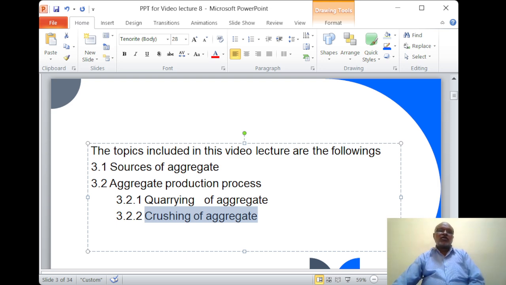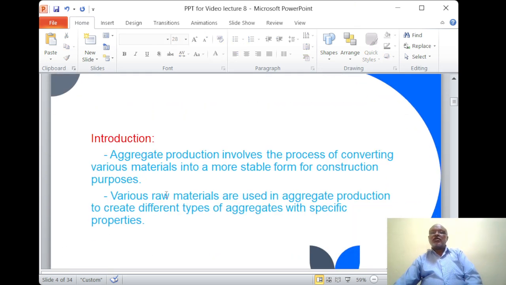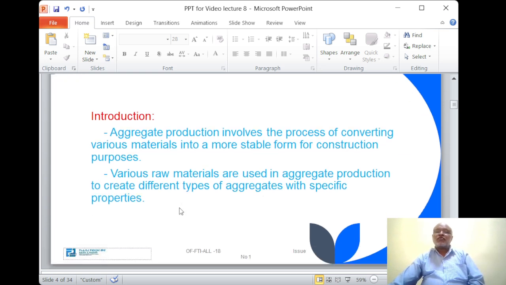Now, let us start our discussion by defining the aggregate production. Aggregate production involves the process of converting various materials into a more stable form for construction purpose. Various raw materials are used in aggregate production to create different types of aggregate with specific properties. Now, let us proceed to the types of raw materials.